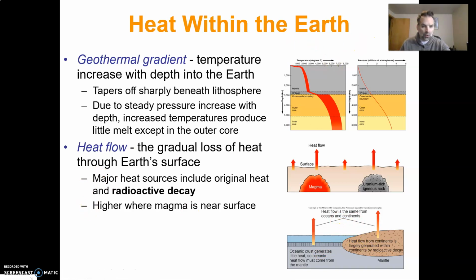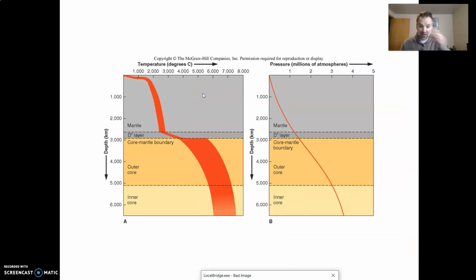So we'll look at this diagram more closely in the next slide. Here is temperature as a function of depth, and here's your pressure. As you can see, this red line represents the increasing temperatures with depth.